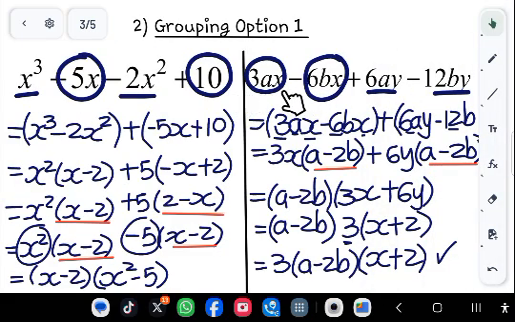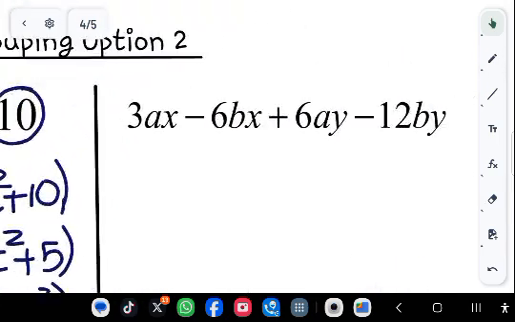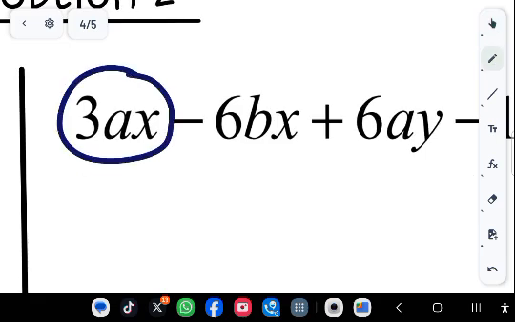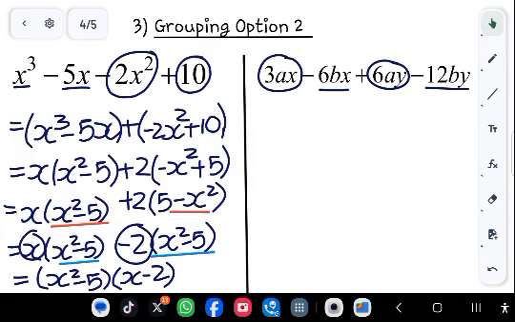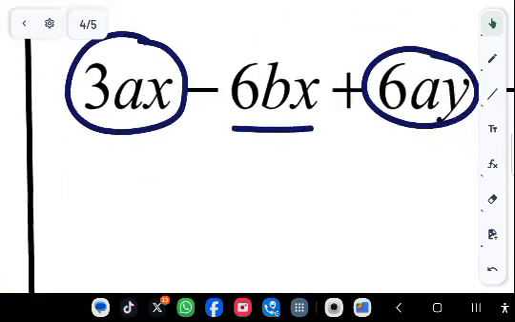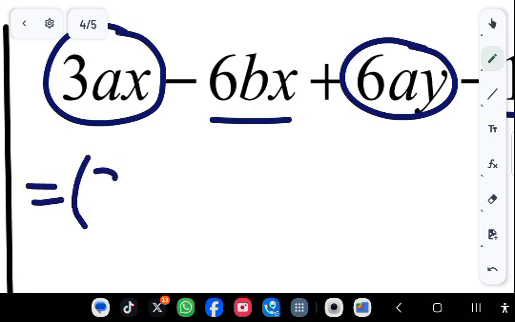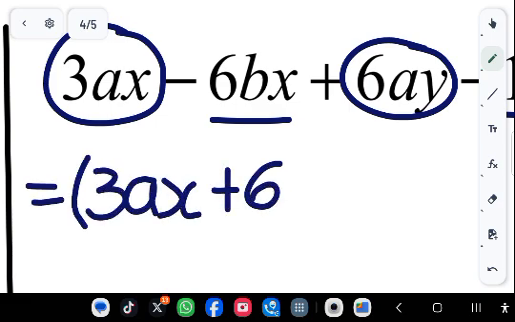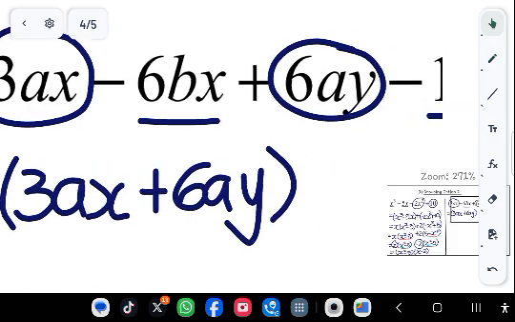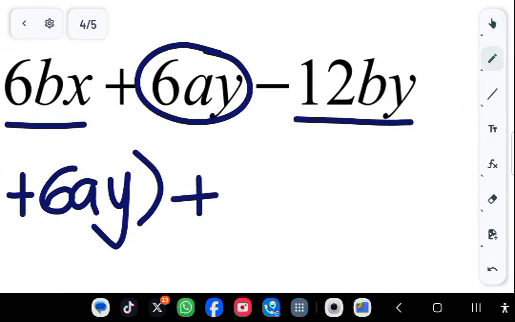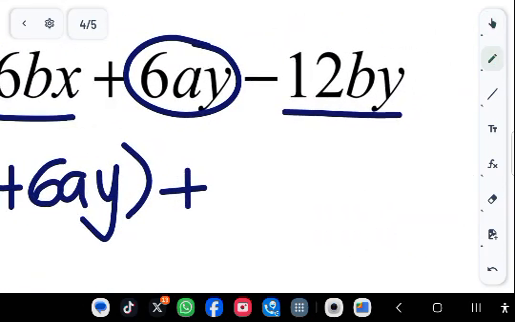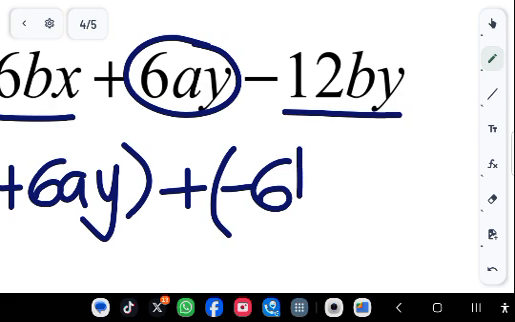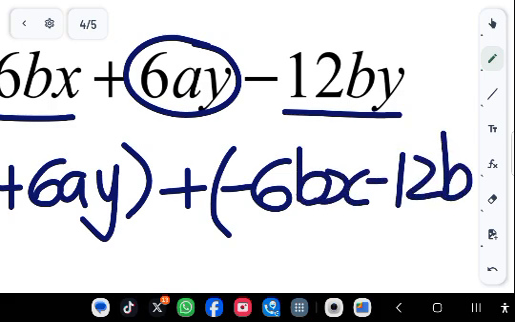Now in the first group, we grouped the x's together. Now we're going to group the a's together and the b's together. All right, let's do that. There is the option that we're going to use. So now let's group the a's together. That will be 3ax plus 6ay. We're grouping the a's together, and in this one we're grouping the b's together. Now notice that these ones are negative. So that's minus 6bx minus 12by.